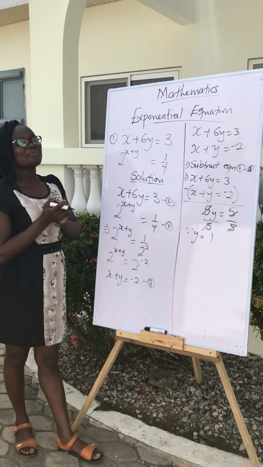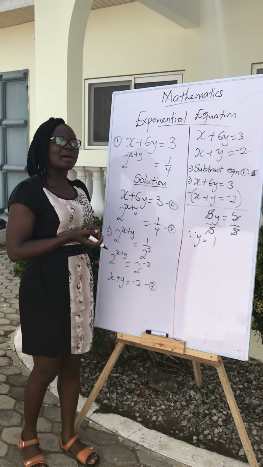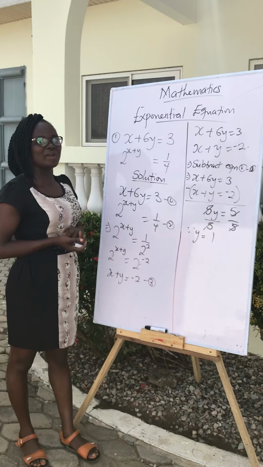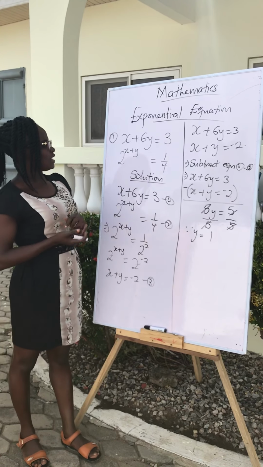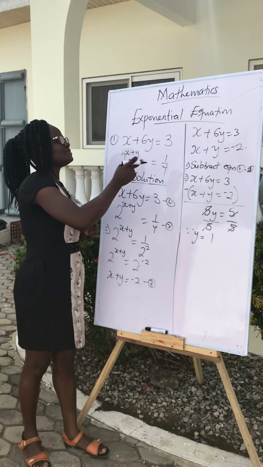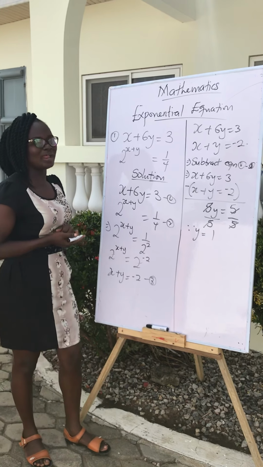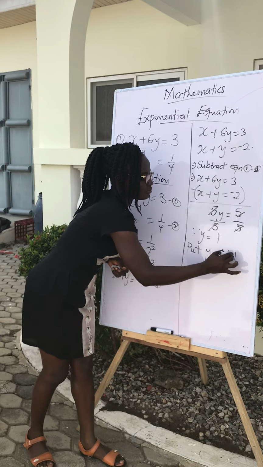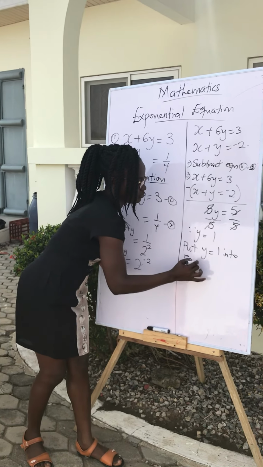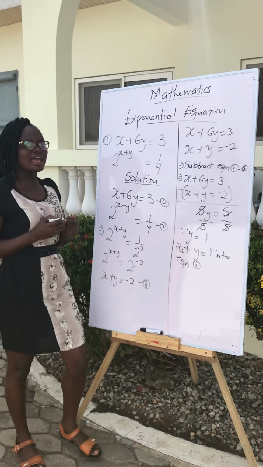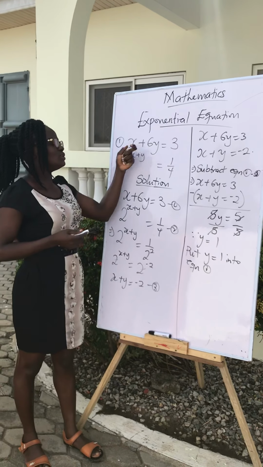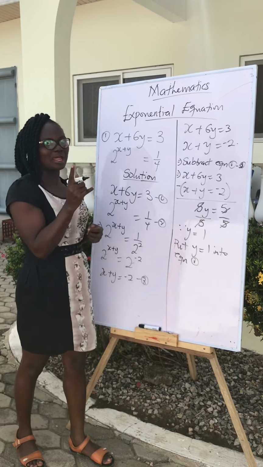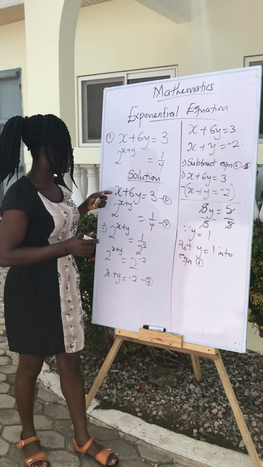The moment you get one of the variables known, you substitute it into any of the equations. So looking at our equation, I prefer we substitute it into equation 1. So you can say put y equals 1 into equation 1. So wherever you see y, you put 1 over there. And that is our equation 1.